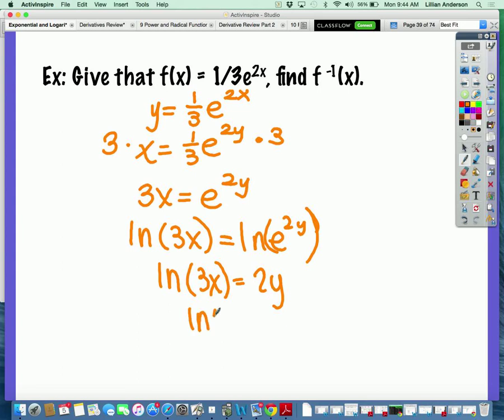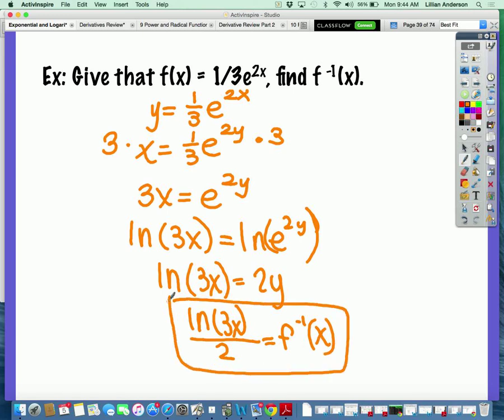Divide by 2. And we'll have y by itself. We're not going to write y, we're going to write f to negative 1. And there's our inverse. So basically, we're just undoing that right side to get y by itself. We do the opposite.